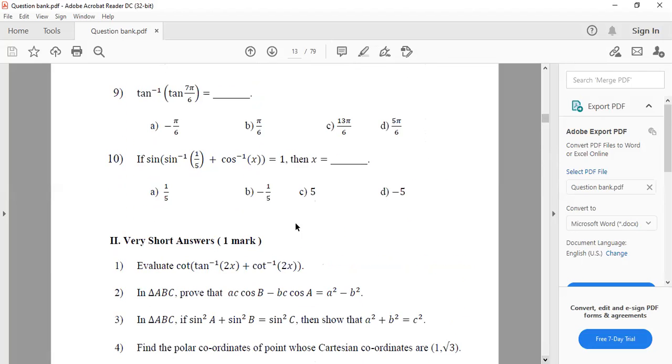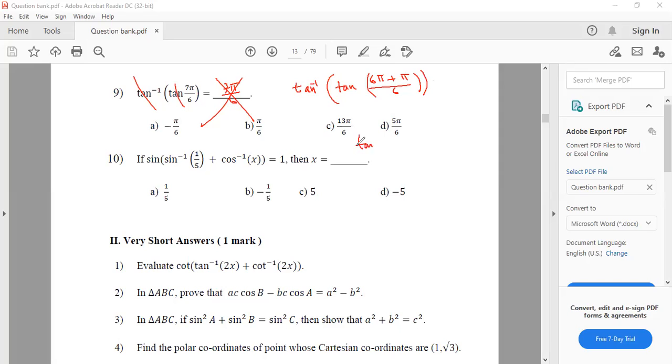This one, tell me the answer for this. Cancel it? Is this right? No, sir, it is outside, it is more than pi by 2. It's a trap. You cannot do it. You can cancel only if it lies within pi by 2 and minus pi by 2. So tan inverse tan of 7 pi by 6 will be written as pi plus pi by 6.